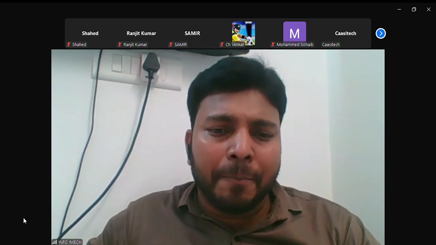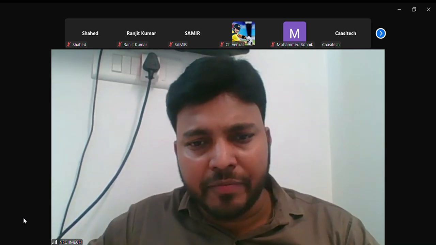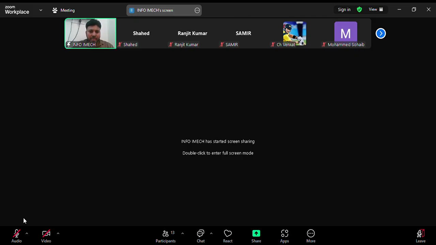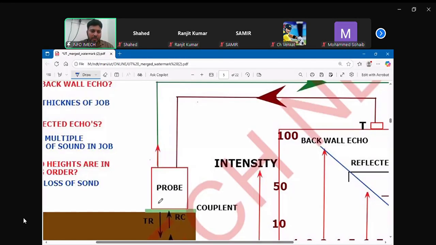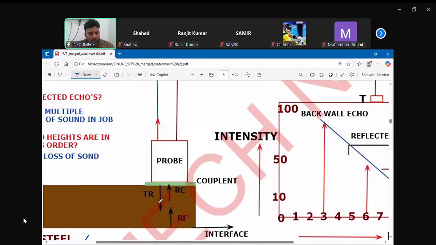Okay, we applied the couplant on the test surface. Now your machine is ready. The probe is also covered with some couplant. So when you apply the couplant and place the probe, your probe will send sound through the workpiece. The sound which is entering through the workpiece is called transmission of sound.